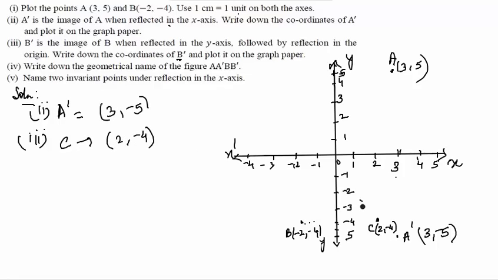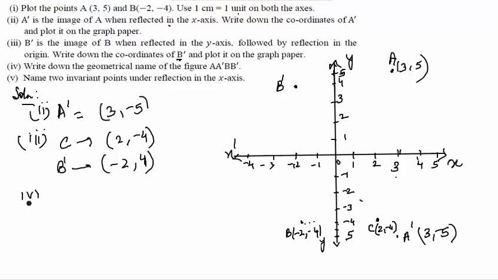Now it is ultimately reflected in the origin. So again both the coordinates will change their sign. So it will be (-2, 4). So B dash is equal to (-2, 4) because reflection in the origin makes both the coordinates change their sign. So it will be B dash. Okay. So now third part is done.